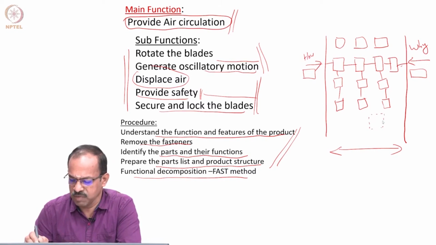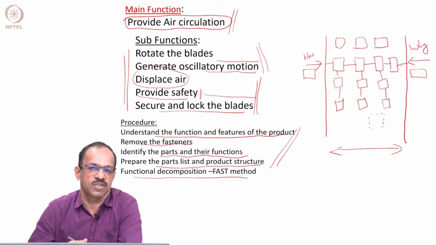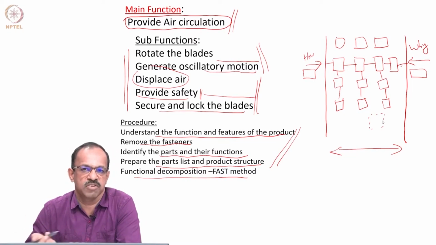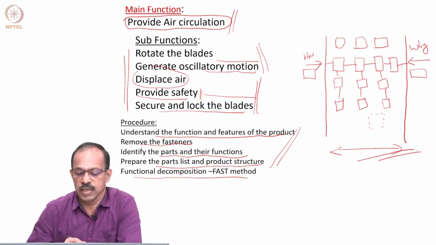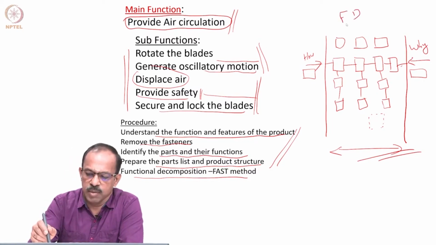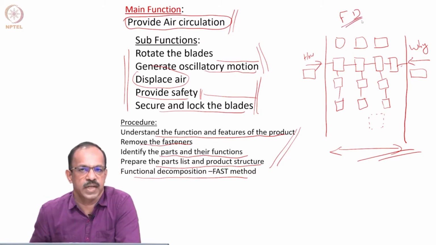Sometimes there may be some unwanted functions, and then you have to see what these unwanted functions are, and how they are tolerated or compensated in the product. That becomes an additional function in the product. This way you will be able to get all the functions of the product, and that is basically the functional decomposition. This is the FAST method, function analysis system technique.